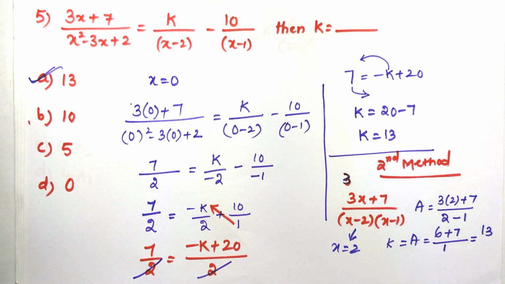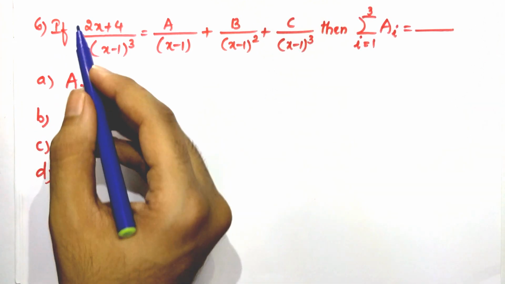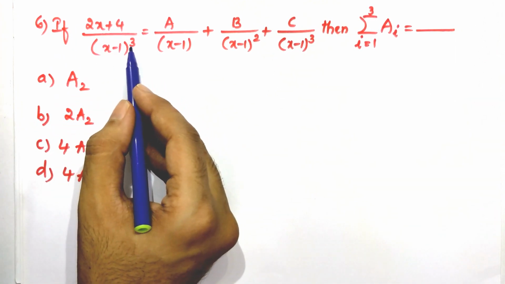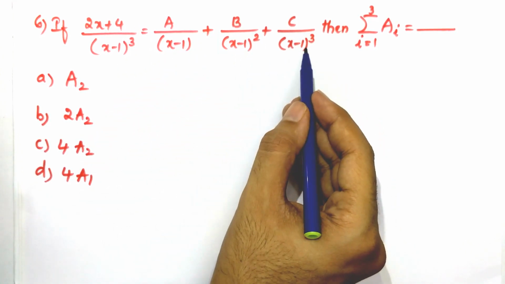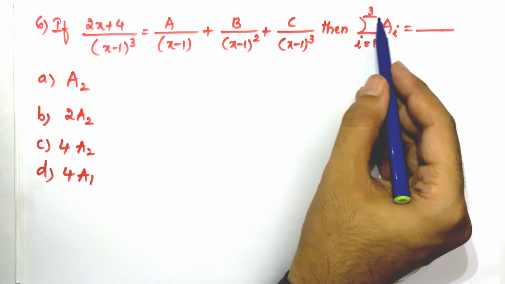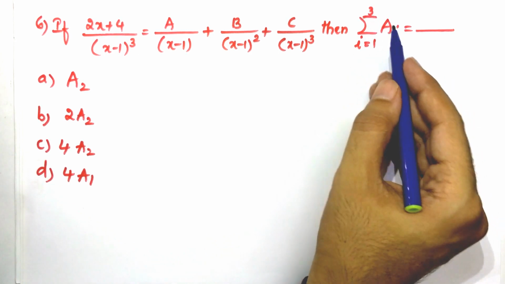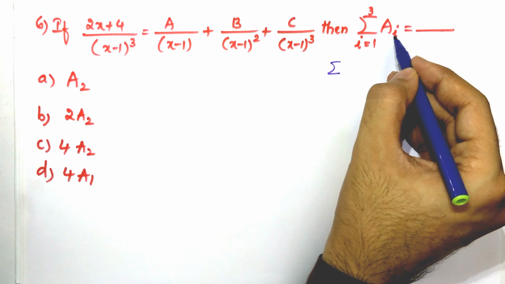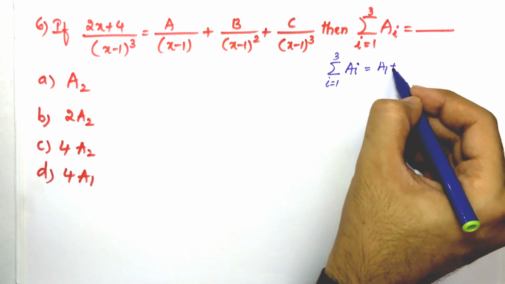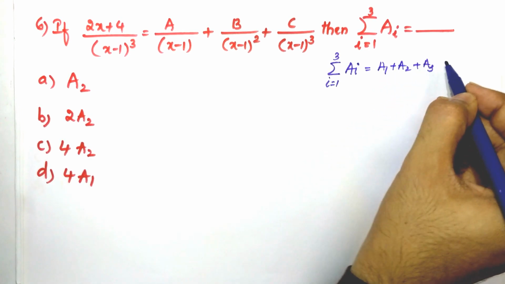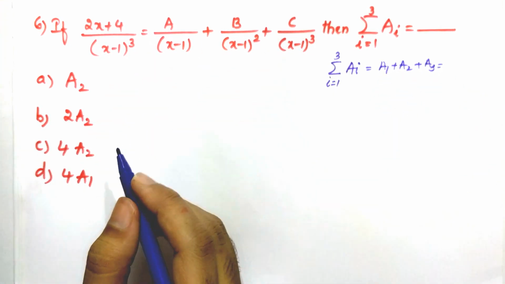So these are the two methods by using which you can solve this. Next question. If 2x plus 4 by x minus 1 whole cube is equal to a by x minus 1 plus b by x minus 1 whole square plus c by x minus 1 whole cube, then it is asking us to find the summation of a suffix i, where i ranges from 1 to 3. It means summation of ai can be written as a1 plus a2 plus a3. Actually you want the addition of a1, a2 and a3. So now let us find a1, a2 and a3.